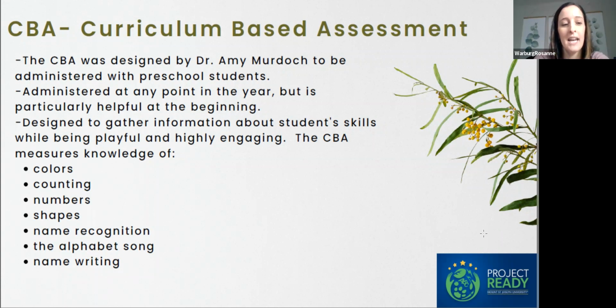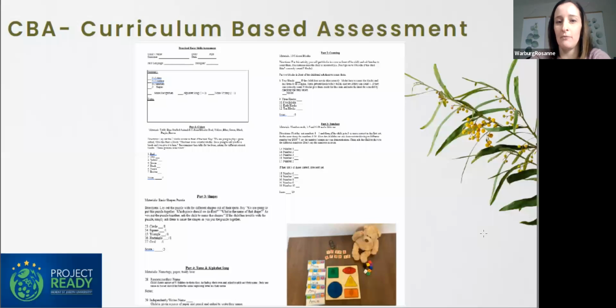And you'll see in a bit, we have a video of me doing the CBA with my youngest, and it takes about 8 minutes to get all of that information using this CBA. So very highly engaging, playful, just a fun, quick way to gather some information about your students. So this is what the CBA looks like. I know you probably can't read that. It's very tiny writing, but you can find this on our website, again, within our curriculum guide.